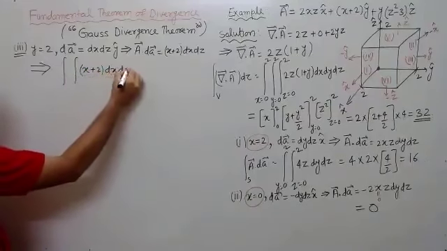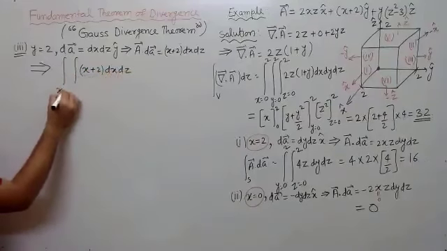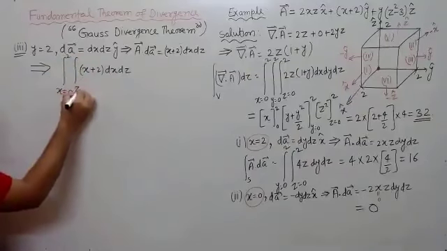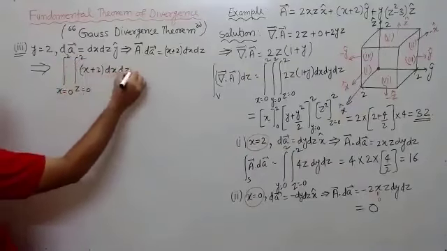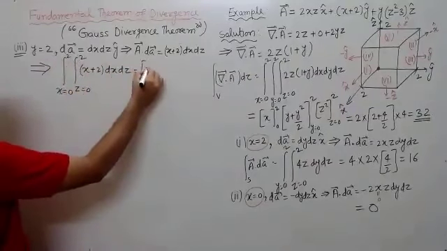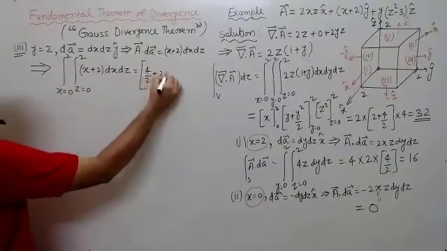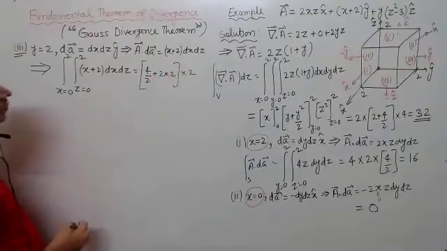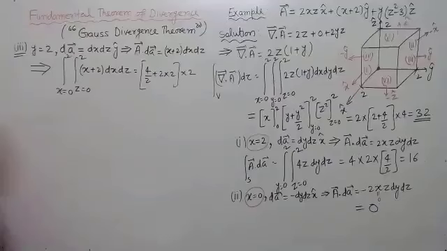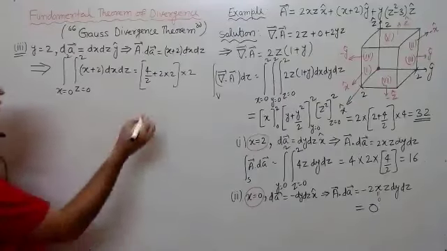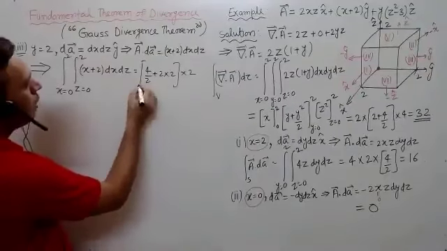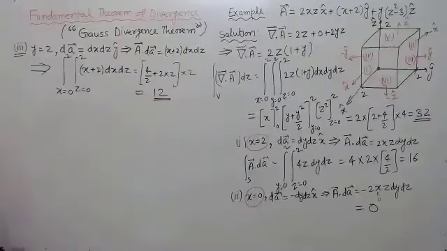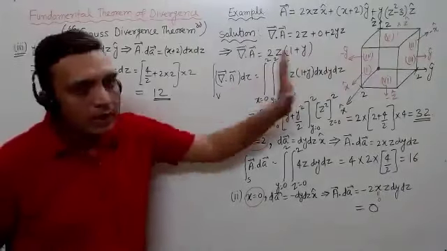x plus 2 dx dz. So x will be 0 to 2 and z will be 0 to 2. So this will give you 4 by 2 plus 2, into 2 into 2. So what will be this value? This is 12. So on surface 3, the surface integral will be 12.